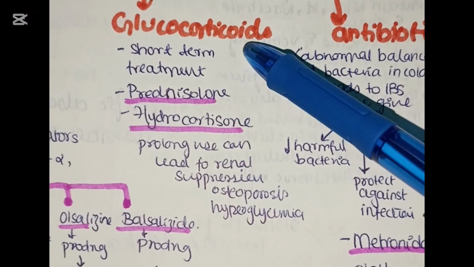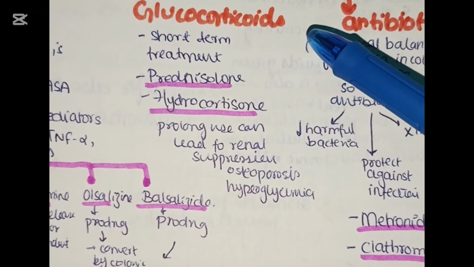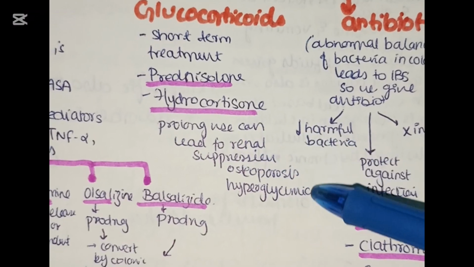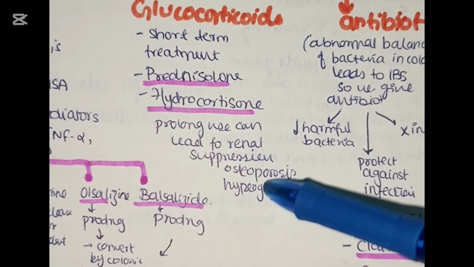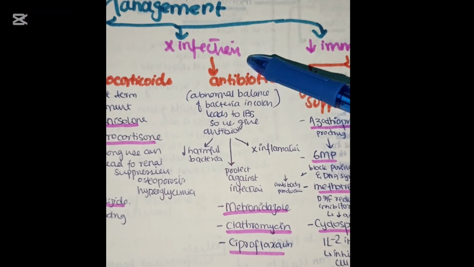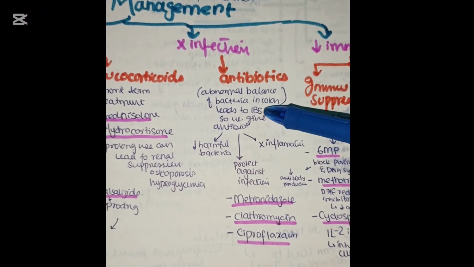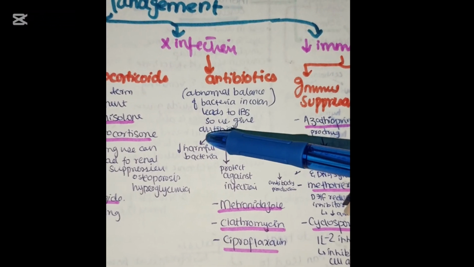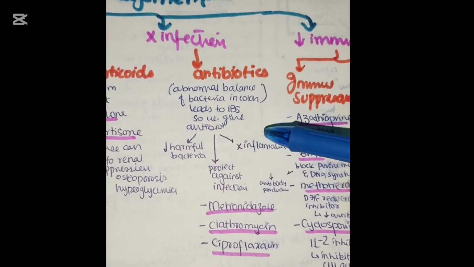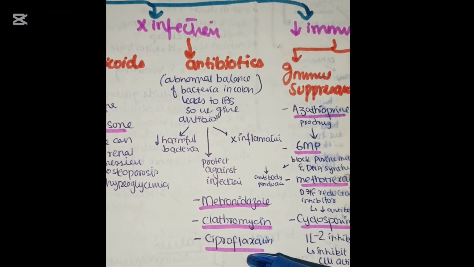The glucocorticoids also work by decreasing inflammation and are used for short-term treatment. They include prednisolone and hydrocortisone, and their prolonged use can cause adrenal suppression, osteoporosis, and hyperglycemia. Now for the removal of infection in IBD, we use antibiotics that decrease the harmful bacteria, protect against the infection, and reduce the inflammation. These include metronidazole, clarithromycin, and ciprofloxacin.